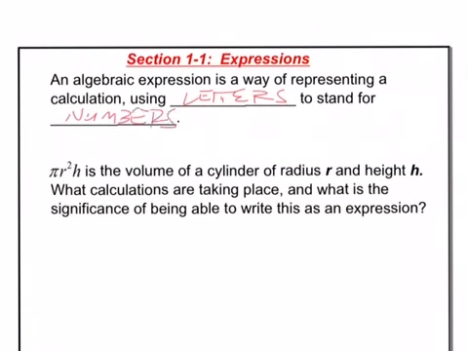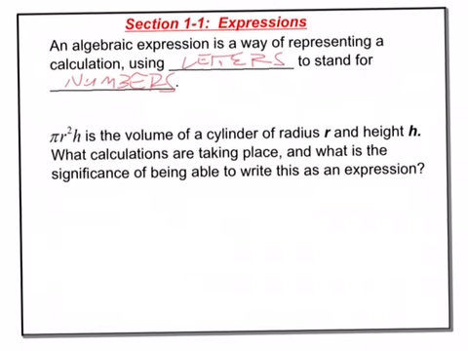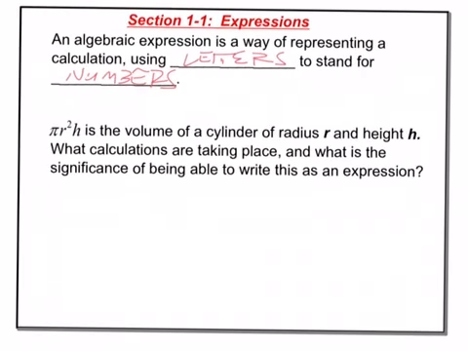All right, so if you take a look at this next statement, it says pi r squared h is the volume of a cylinder with a radius of r and a height h. What calculations are taking place, and what is the significance of being able to write this as an expression? The most obvious thing that you should notice is that being able to write it like this allows us to write it in a much more compact fashion, writing pi r squared h, as opposed to writing all of that out by saying pi times the radius squared times height. So that's one of the big reasons that we like to write it like that, is that it is shorter and a lot more compact.